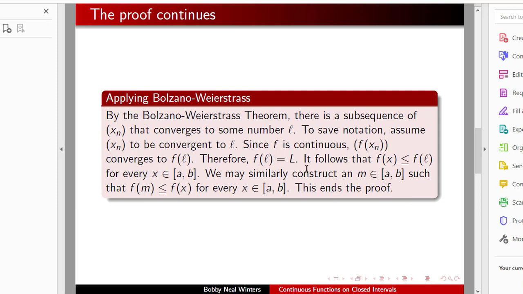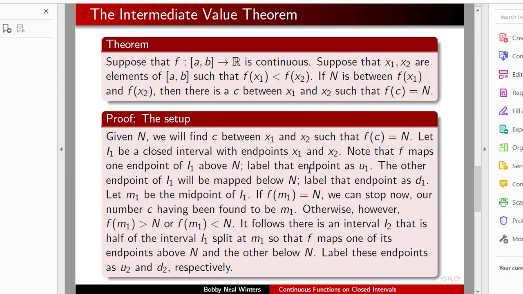Okay. All right. The last thing we're going to do today is prove the intermediate value theorem. Suppose that f from the closed interval [a, b] into the real numbers is a continuous function. Suppose that x1 and x2 are elements of the closed interval [a, b] such that f of x1 is less than f of x2. If N is between f of x1 and f of x2, there is a c that is between x1 and x2 such that f of c is equal to N.